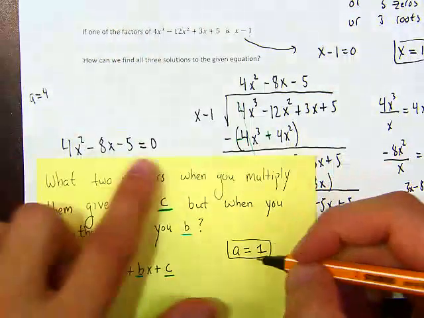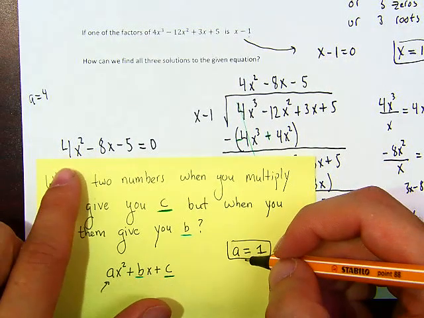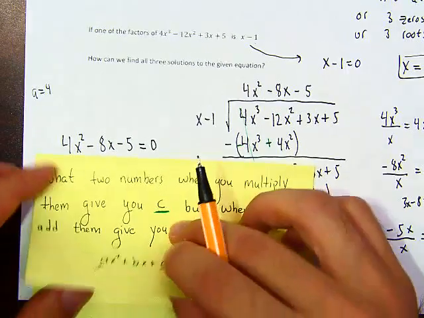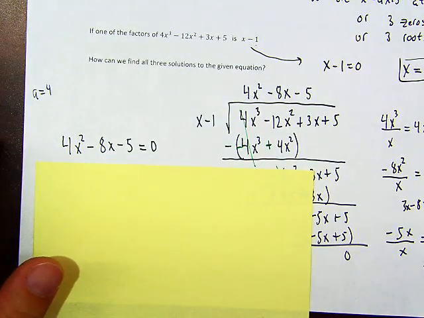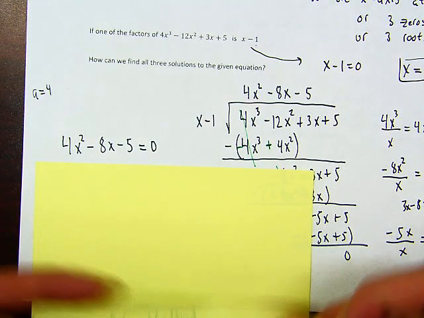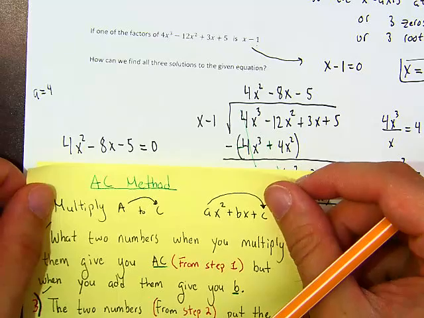Can you factor out a GCF? Pause the video and think about it. Can you factor out a GCF? The answer is no, you can't factor out a GCF. So what's the technique you need to do? You need to do the lovely AC method, okay?